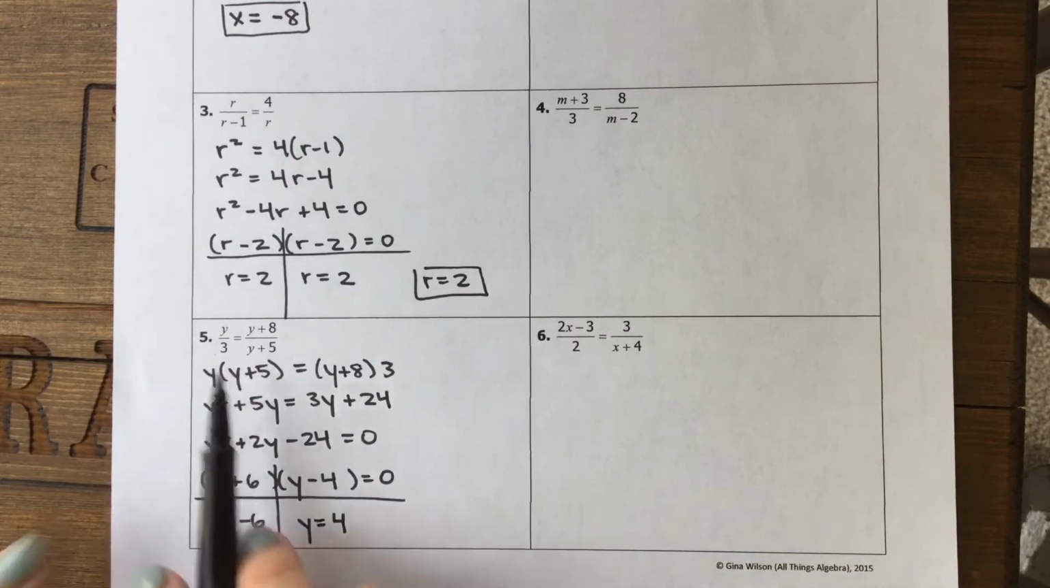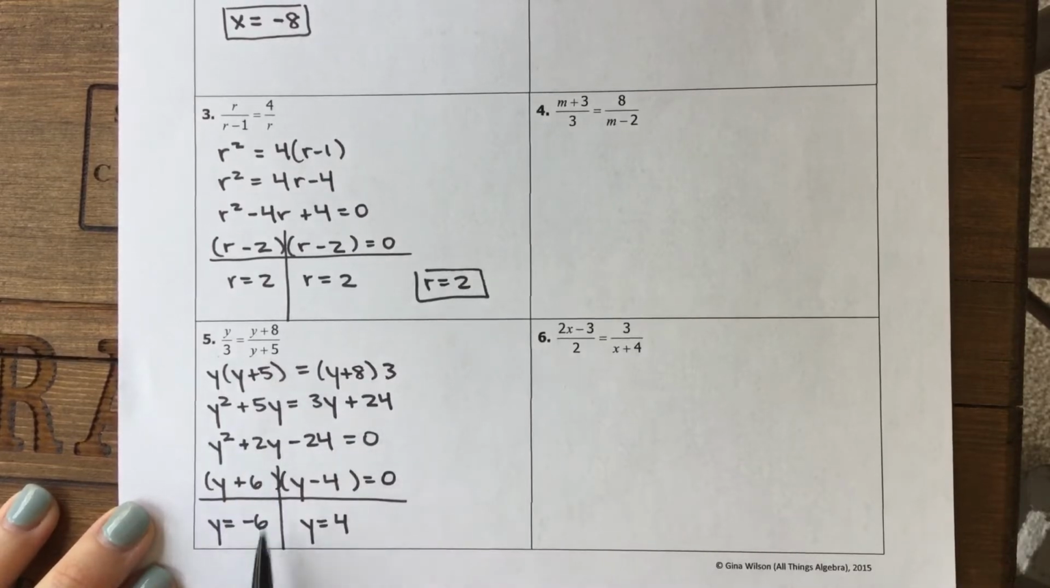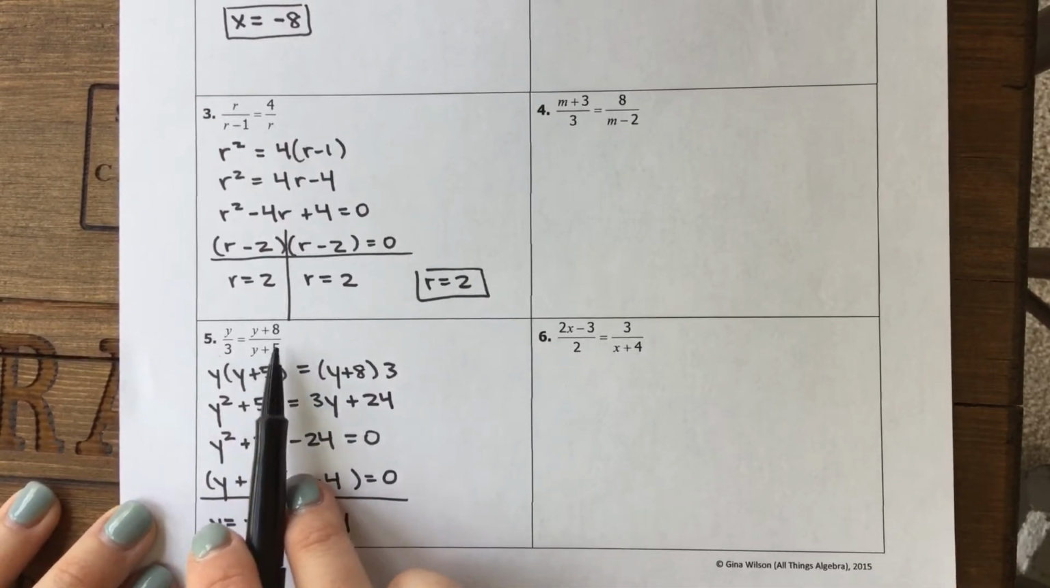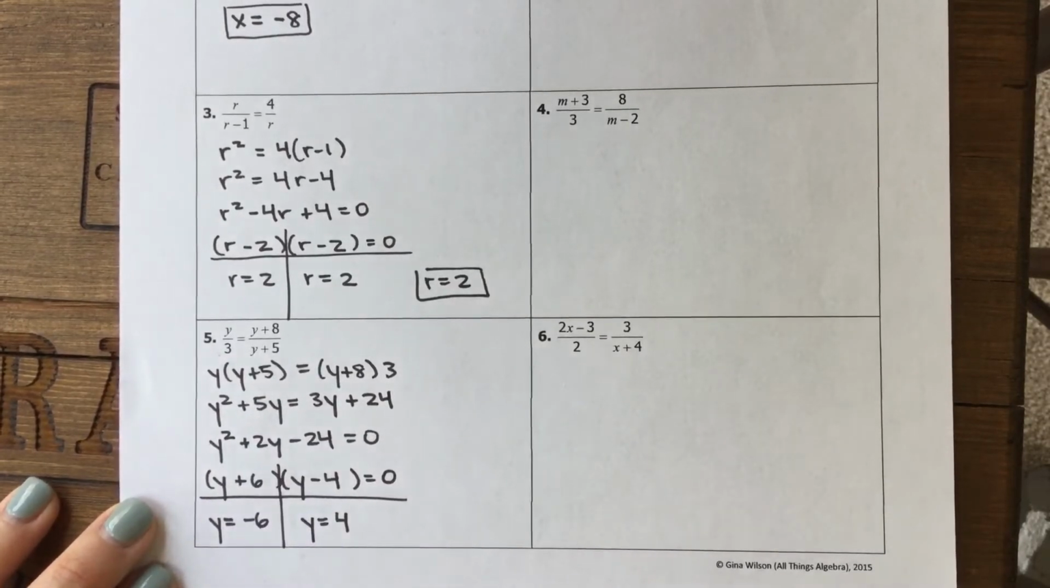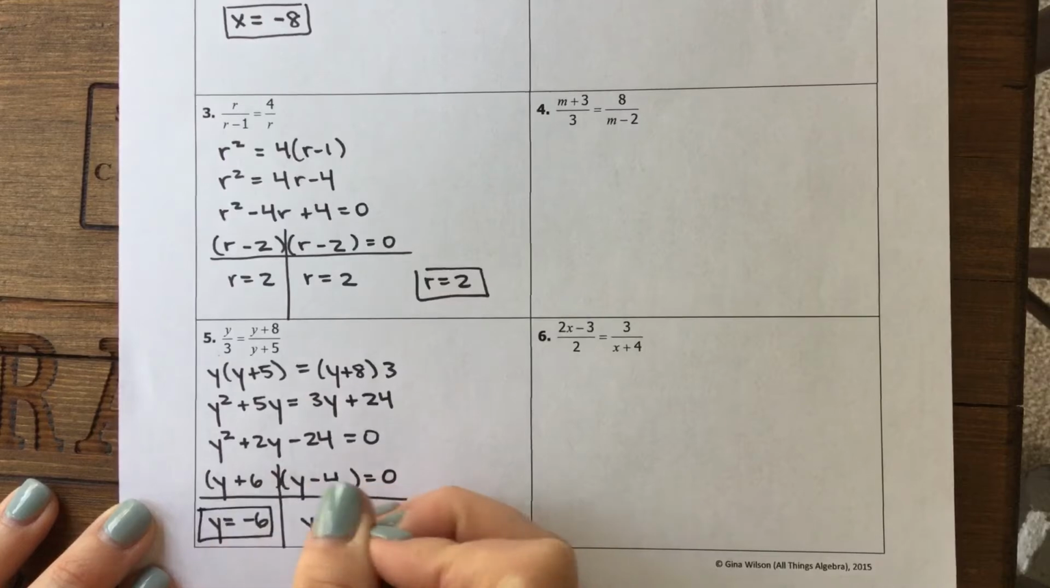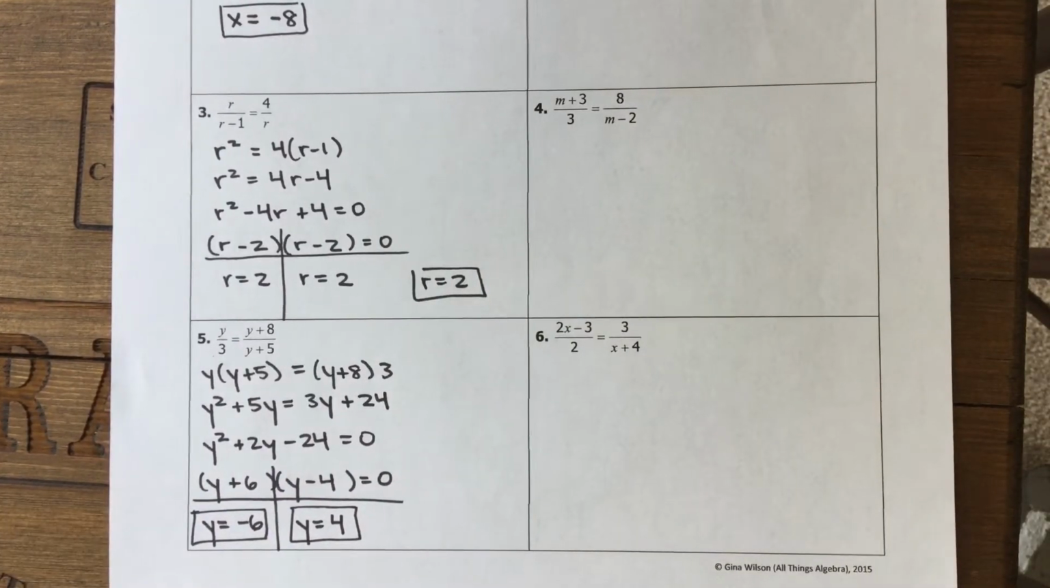Let's check them. This is not a variable, so we don't need to worry about it. We need to check the y in here. So if I sub in negative 6, negative 6 plus 5 is not 0. And check the 4, 4 plus 5 is also not 0. So I get 2 different answers for number 5, which is definitely possible. All right, so let's look on the next page.